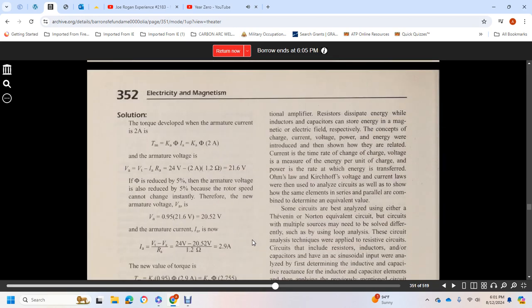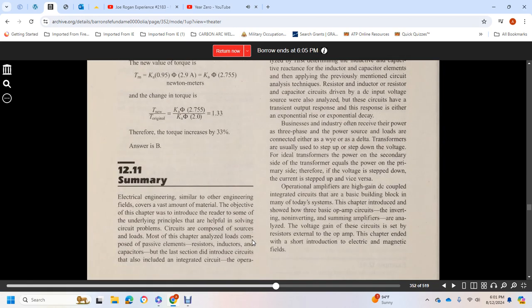And it goes into examples and solutions. We're on to 12.11, Summary. Electrical engineering, similar to other engineering, covers a vast amount of material. The objective of this chapter is to introduce some of the underlying principles that are helpful in solving circuit problems. Circuits are composed of sources and loads.